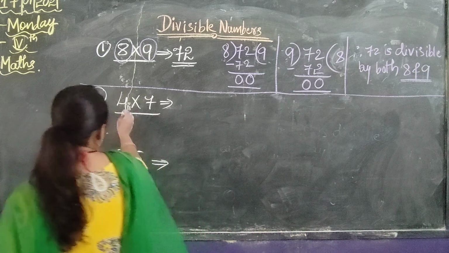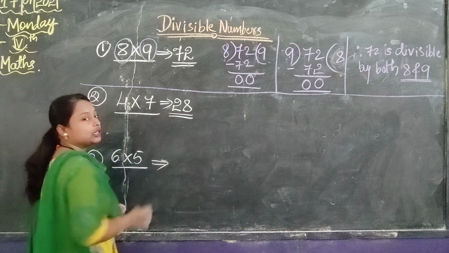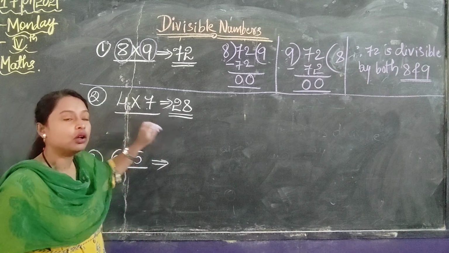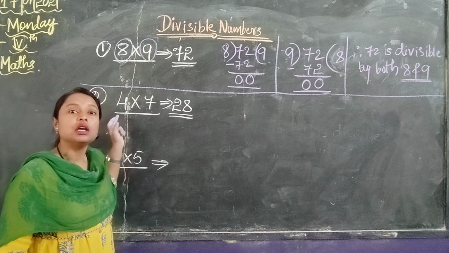So here 4 sevens are 28. Now we have to divide 28 by 4 also, and 28 by 7 also. Then we have to check 4 ones.